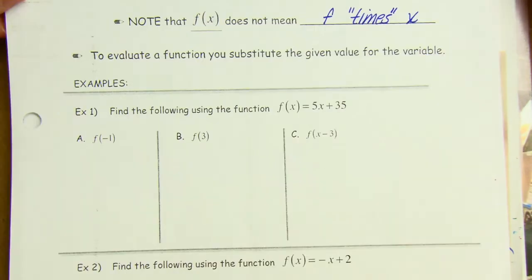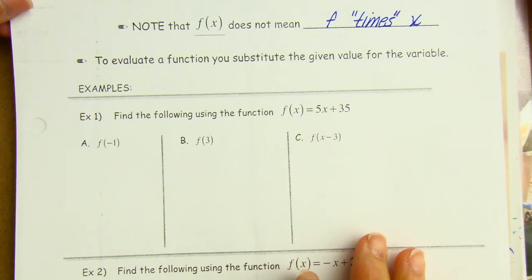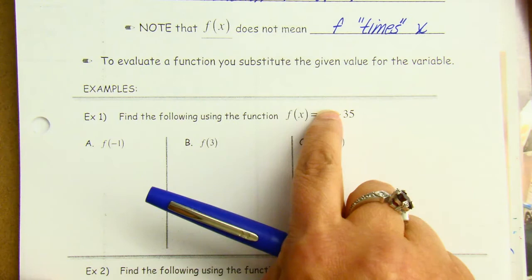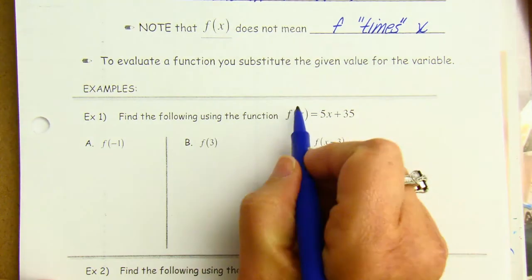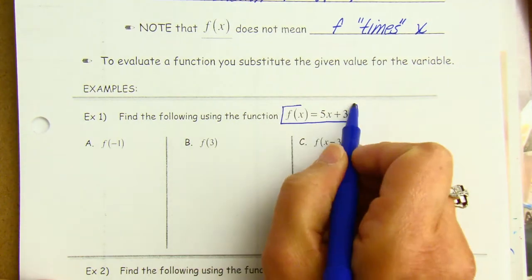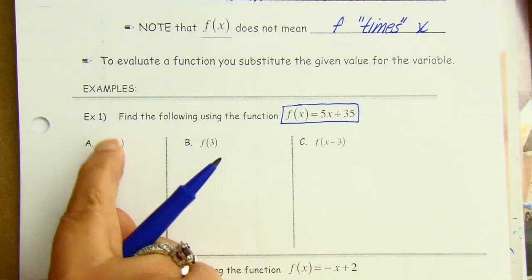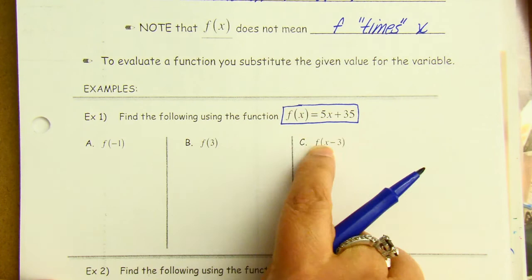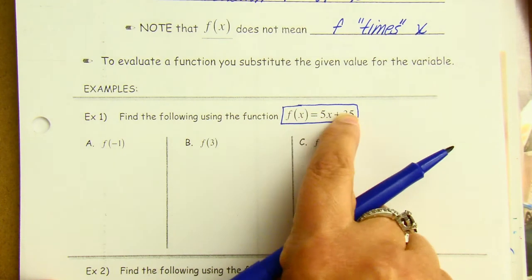Okay, so now we're going to take a look at these examples. Again, this is my main function that I'm evaluating. And I'm going to find f of -1 on this function, f of 3 on this function, and f of x minus 3 on this function.